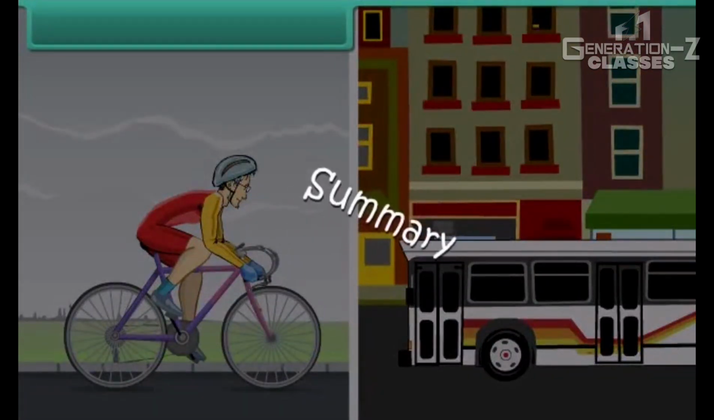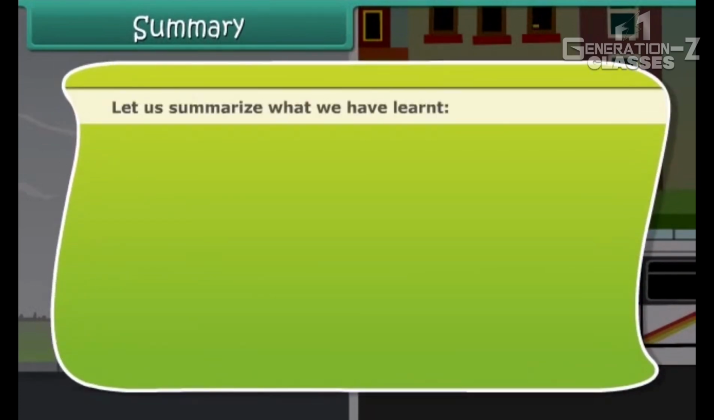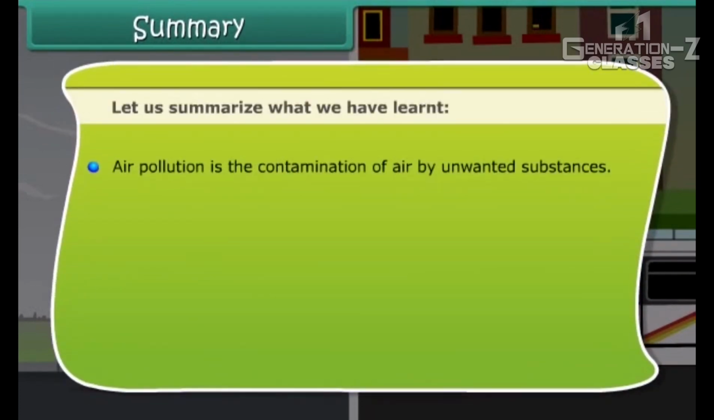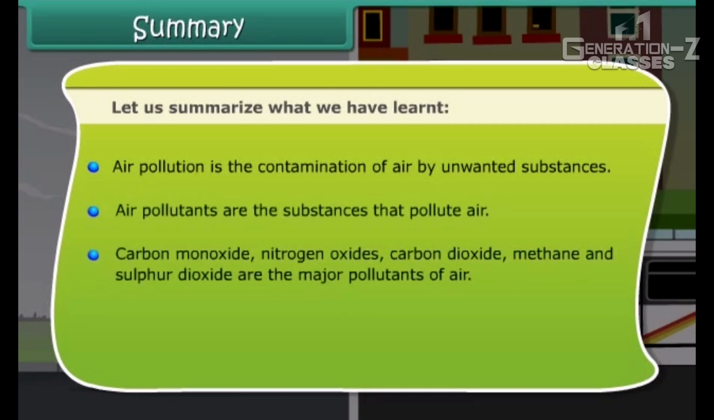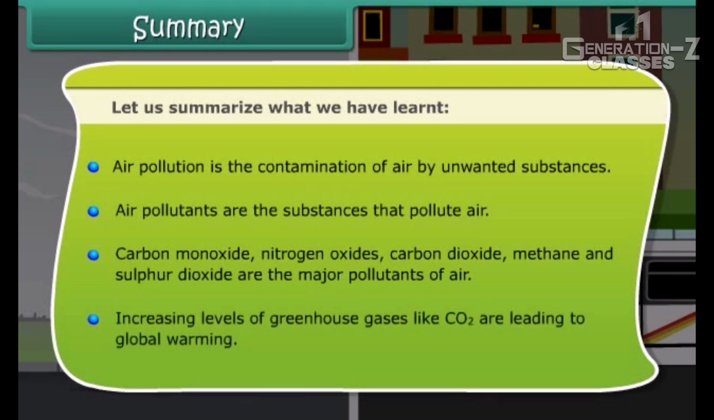Summary. Let us summarize what we have learned. Air pollution is the contamination of air by unwanted substances. Air pollutants are the substances that pollute air. Carbon monoxide, nitrogen oxides, carbon dioxide, methane and sulfur dioxide are the major pollutants of air. Increasing levels of greenhouse gases like CO2 are leading to global warming.